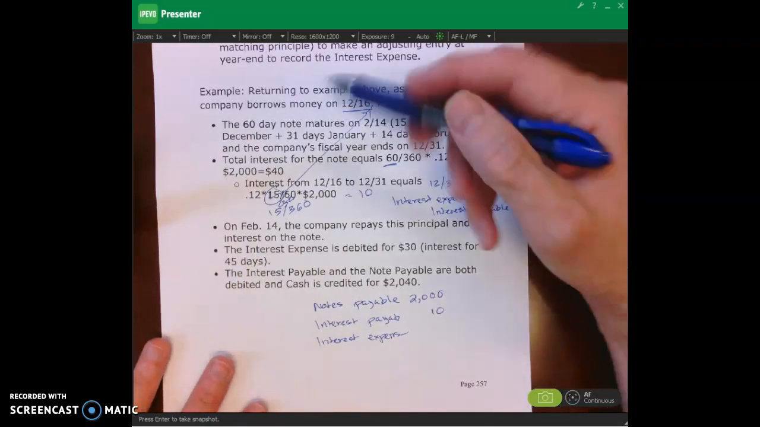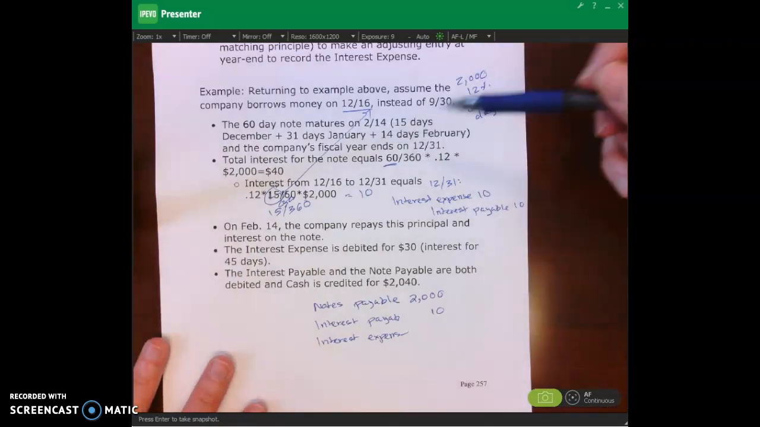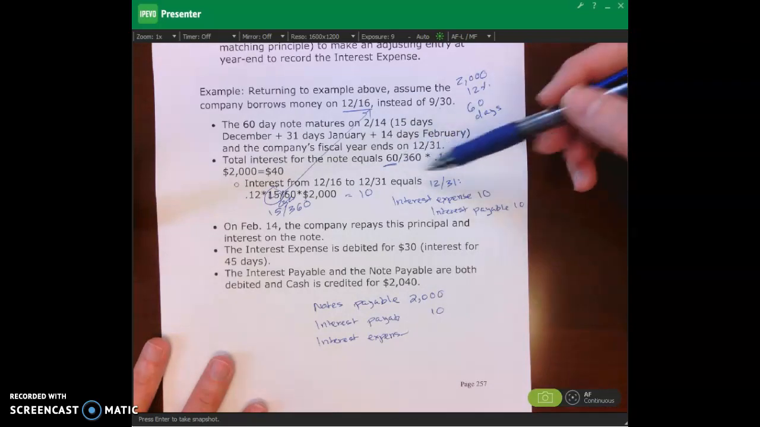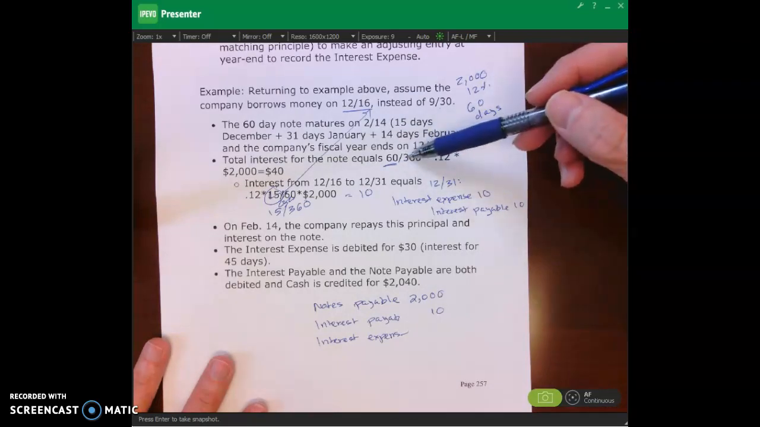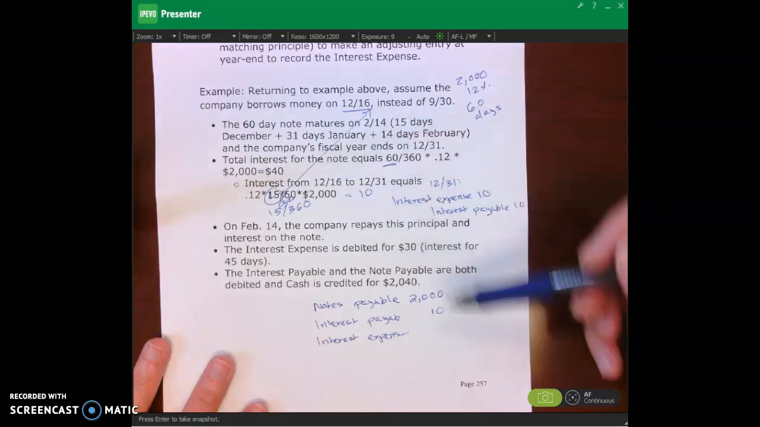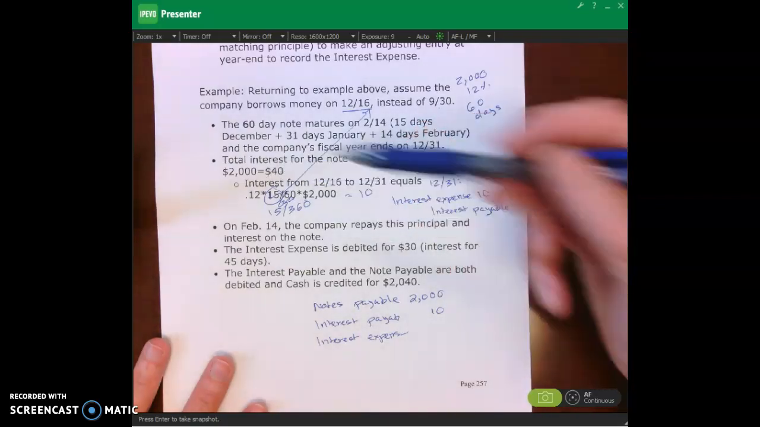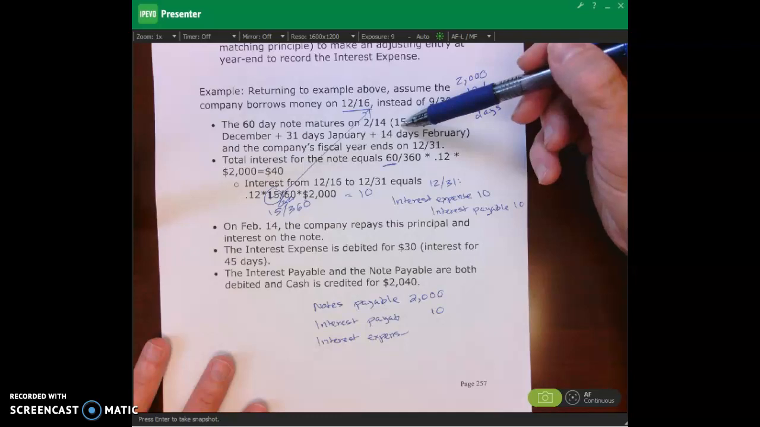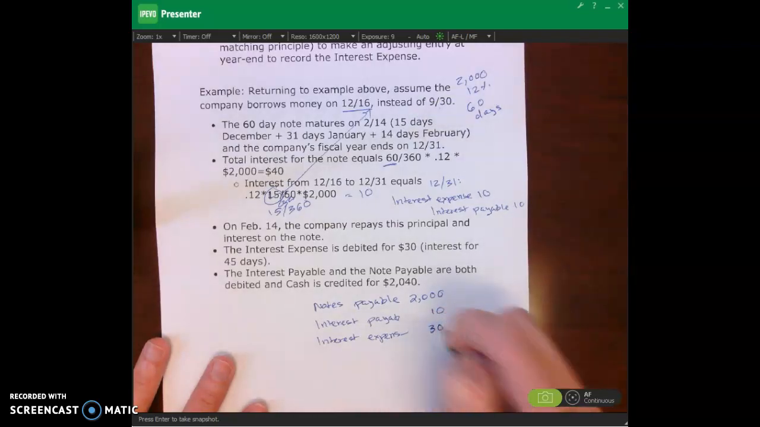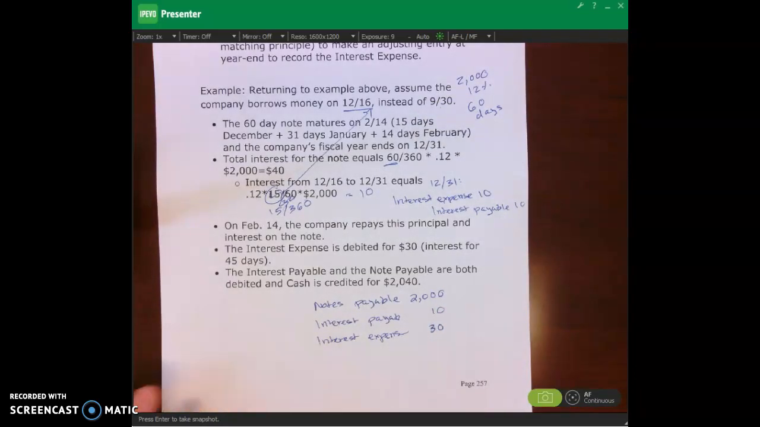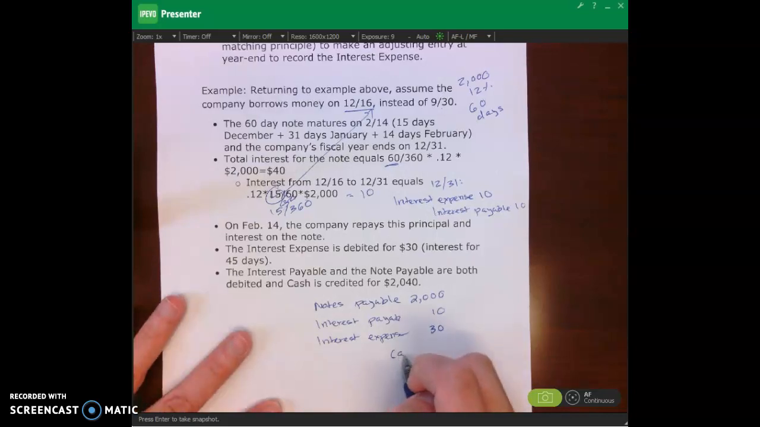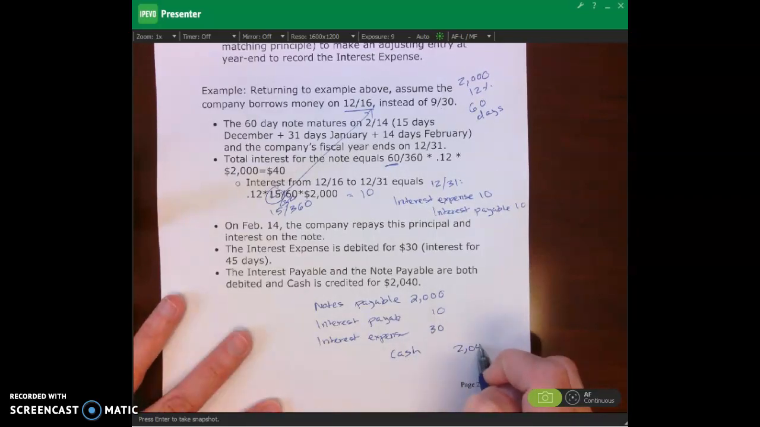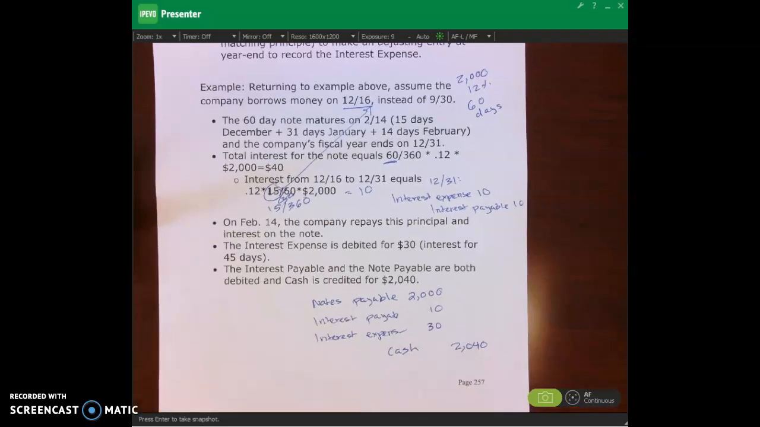Or what you could also do is you could say, remember, it's a 60-day note. So 2,000 times 0.12 times 60 divided by 360 gives us 40. That's $40 total interest. I've recognized 10 in the prior accounting period. That means I recognize 30 in this accounting period. Okay, so then I credit cash for $2,040 when I pay it. Okay, so these are all kind of the mirror opposites of what we did back in Chapter 9 with our interest receivables and interest revenue.